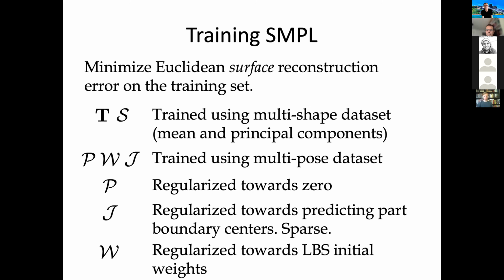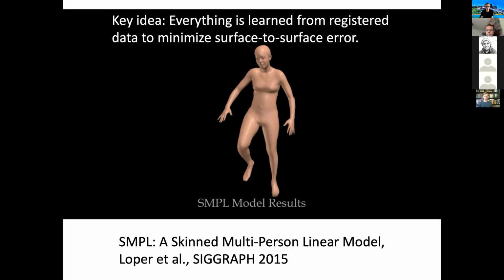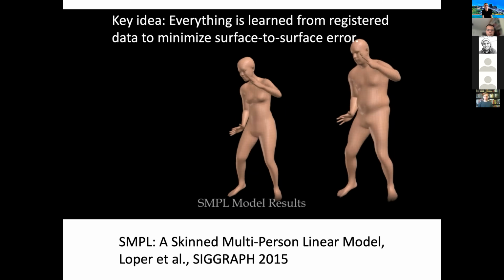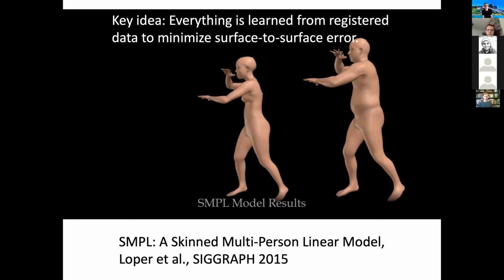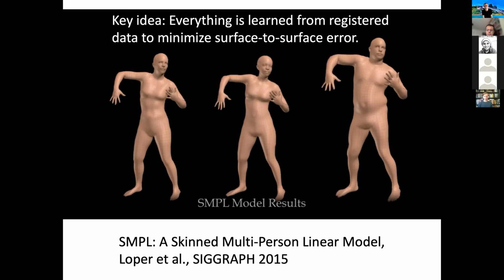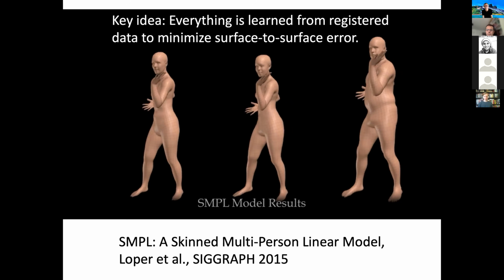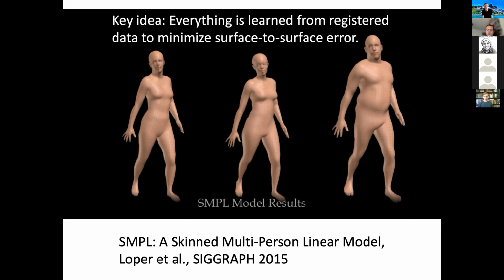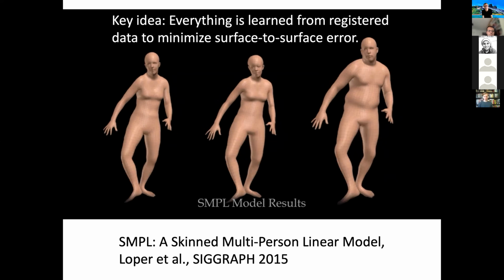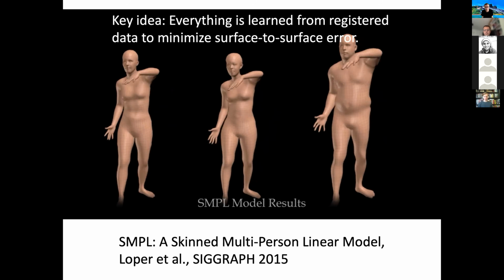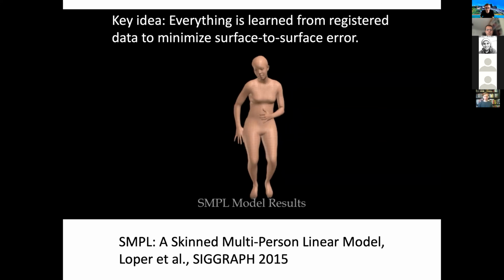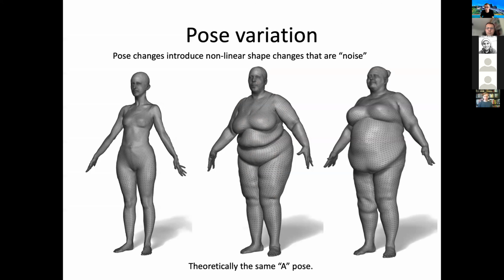And very few people have successfully done this. A couple of them are on the call. Ahmed is one of them, and it's actually kind of a hairy process. Not the easiest thing to do. But the final thing looks like this. Because everything is learned to minimize surface to surface error between SMPL and the scans, it ends up looking pretty good. Here are the different body shapes doing the same motion, and they should look pretty natural. Okay, so that's SMPL.